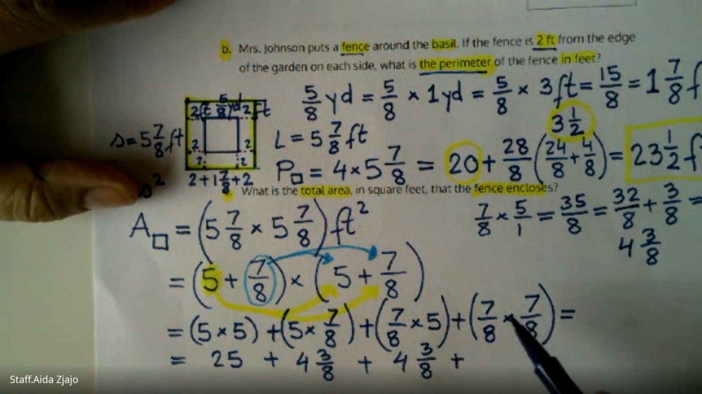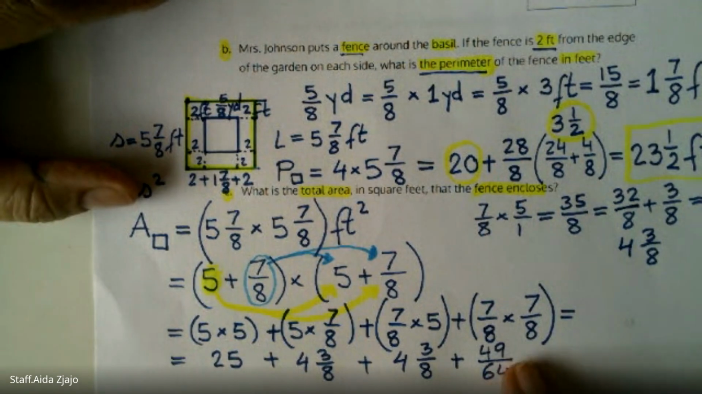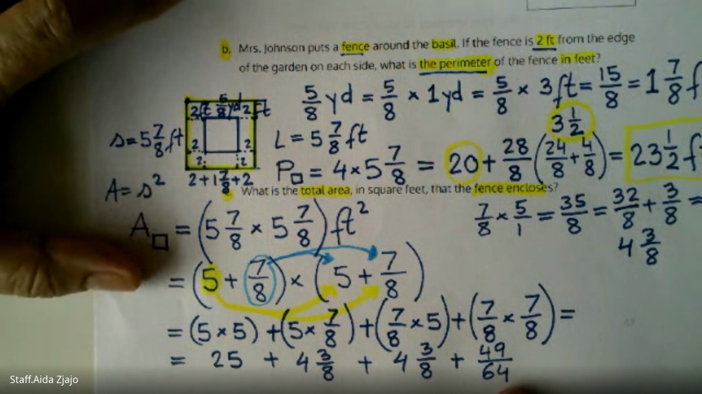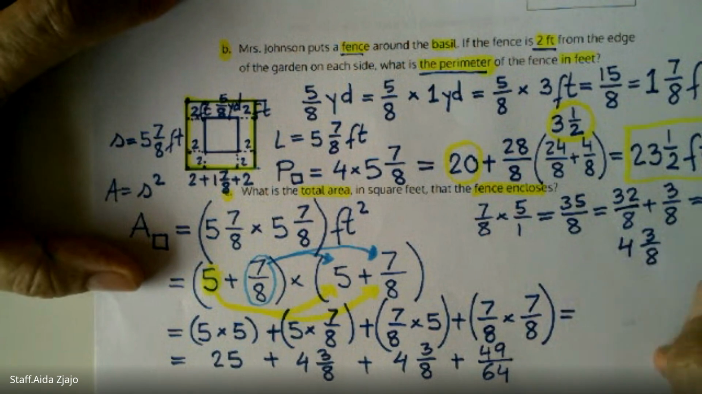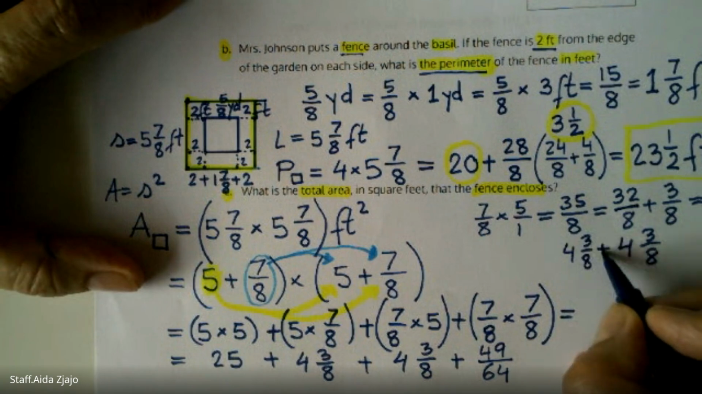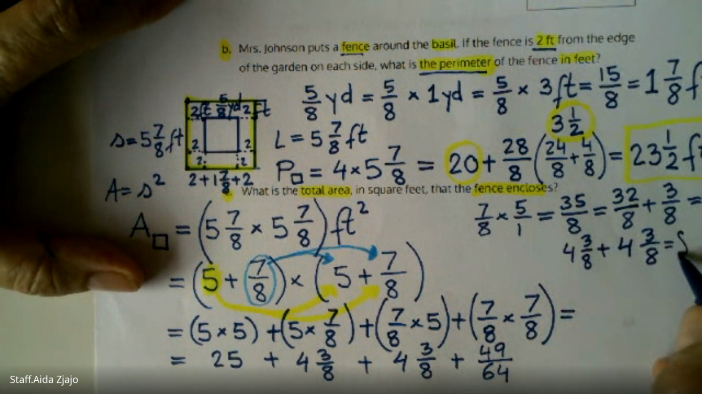And then the last one is 7 times 7 is 49. 8 times 8 is 64. So that is 49/64. Now I need to change these. If I do 4 and 3/8 plus 4 and 3/8, that is 8 and 6/8.